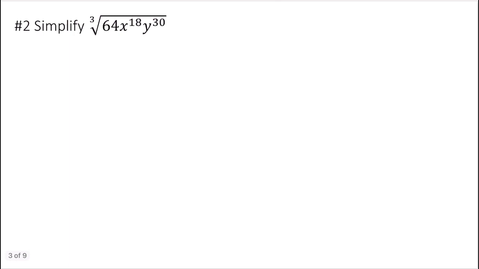So now let's try this problem. Here it wants me to find the cube root of 64, x to the 18th, y to the 30th. So I'm just going to separate this now. So I have the cube root of 64, the cube root of x to the 18th, and then the cube root of y to the 30th. The cube root of 64, you can just use your powers chart for that. The cube root of 64 is actually 4.